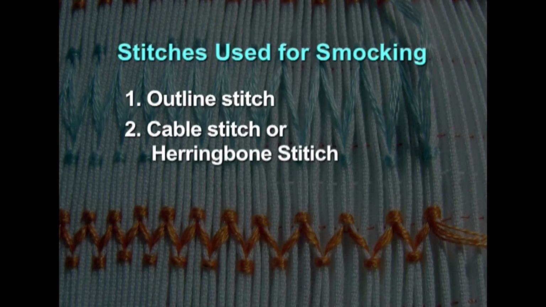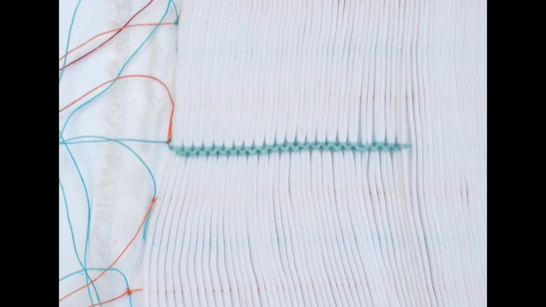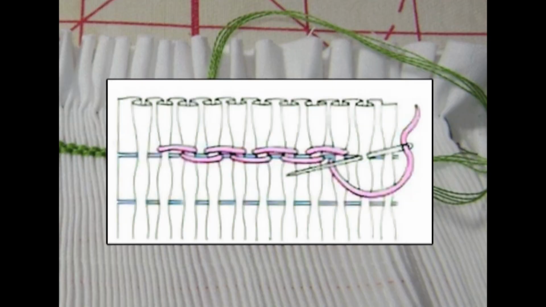And the second type of stitch which is seen is cable stitch or herringbone stitch. It is a variation of outline stitch done in 2 close rows. Start in the same way as for the outline stitch. While taking the stitch, keep the thread above the needle for the first stitch and below the needle for the second, and repeat throughout the length of the row.